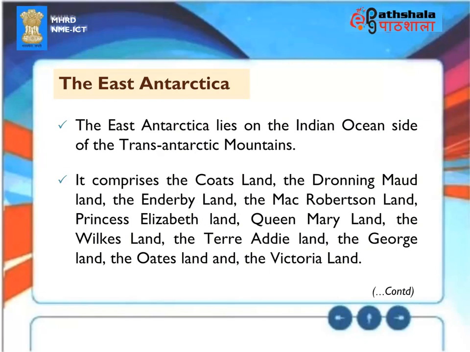East Antarctica. East Antarctica lies on the Indian Ocean side of the Transantarctic Mountains. It comprises the Coats Land, the Dronning Maud Land, the Enderby Land, the Mac Robertson Land, Princess Elizabeth Land, Queen Mary Land, the Wilkes Land, the Terre Adélie Land, the George V Land, the Oates Land, and the Victoria Land.